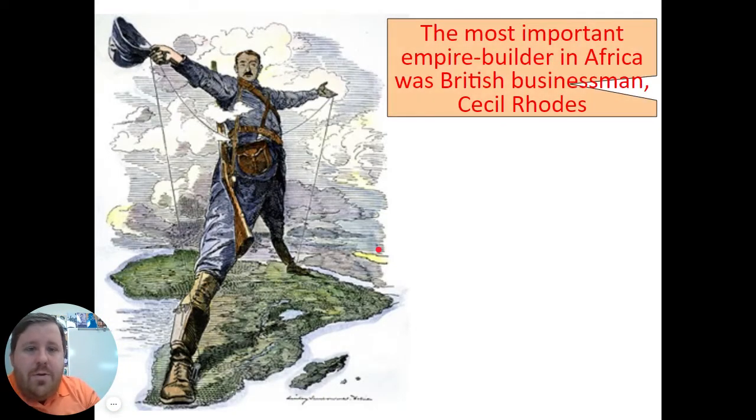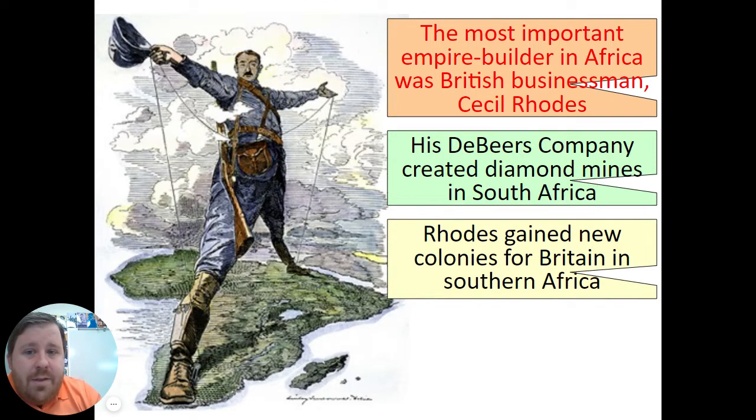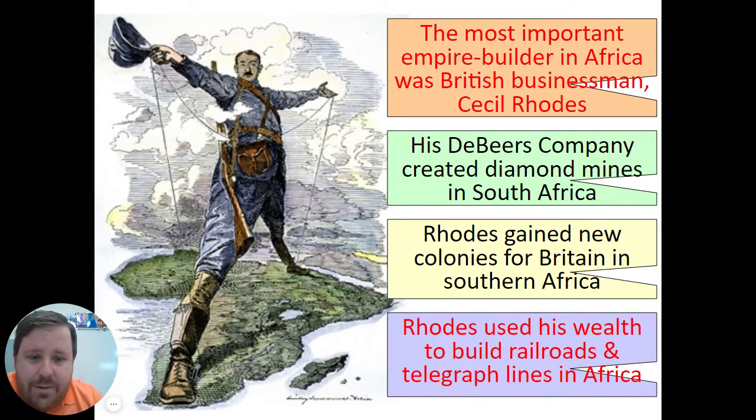All right. The most important empire builder in Africa was British businessman Cecil Rhodes. Cecil Rhodes was the head of the De Beers Company, which created diamond mines in South Africa. So he was huge in this imperialism. In Africa, he gained new colonies for Britain in Southern Africa. So lots of colonies there, and he kind of brought them together into a big colony in South Africa. And then Rhodes used his wealth to build railroads and telegraph lines in Africa as well.